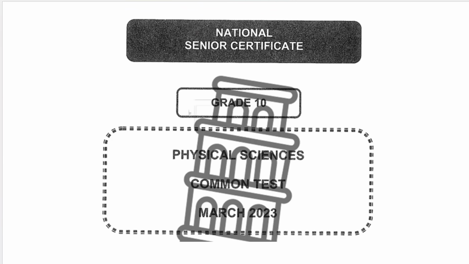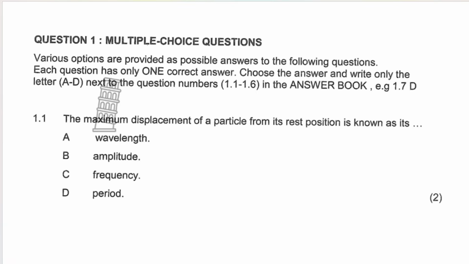So let's jump right in. Let's start off with some multiple choice questions. Now, multiple choice in physics and chemistry, as you may or may not know, requires you just to write the letter of the question. So, for example, in this case, on your answer sheet, you'll write 1.1, and then you'll choose the correct answer. So you'll just write the letter of your choice next to 1.1. That's it. You don't need to write out the word. So they say there's only one correct answer. Write down the letter next to the question number.